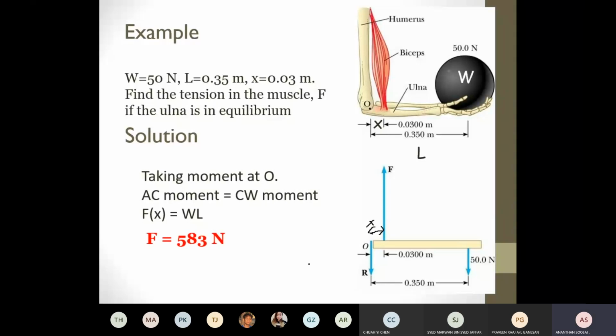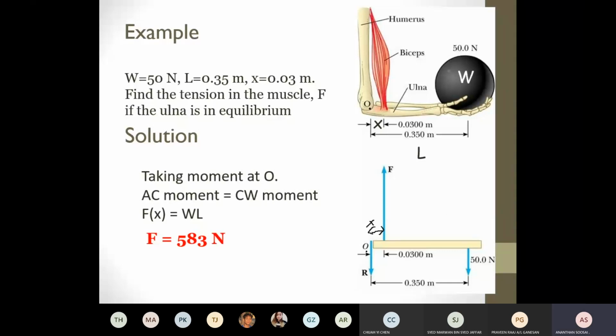Be careful which point you choose to calculate the moment. If there is a pivot provided, better go for the pivot. Why? Because there is an unknown force acting on the pivot. We want to avoid that force appearing in the equation. That's why we take moment about the pivot.